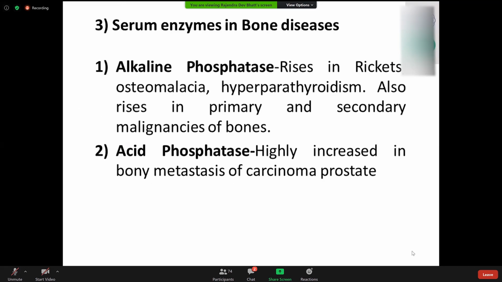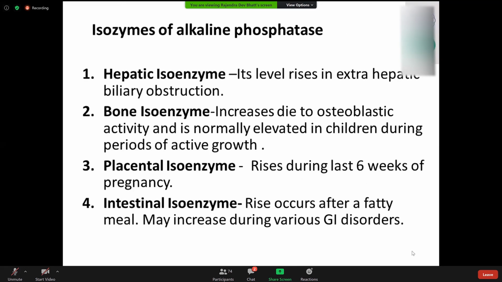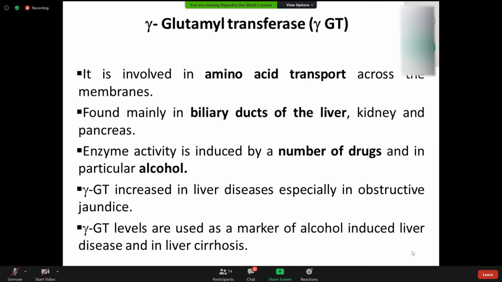And after that, gamma glutamyl transferase or GGT, it is involved in amino acid transport across the membranes, found mainly in the biliary ducts of the liver, kidney, and the pancreas. Enzymatic activity is induced by a number of drugs and particularly alcohol.